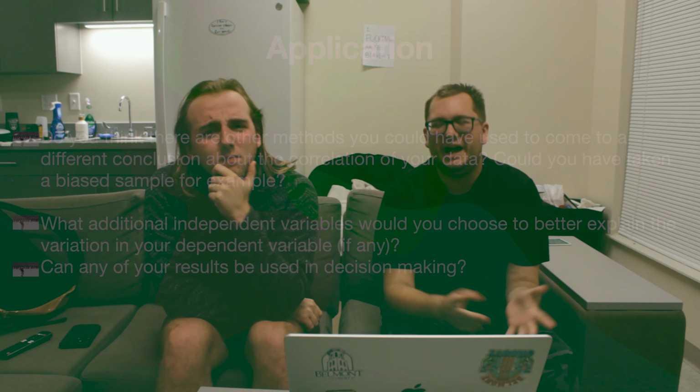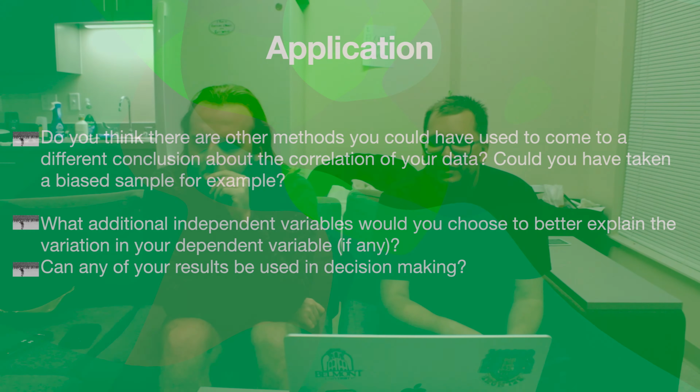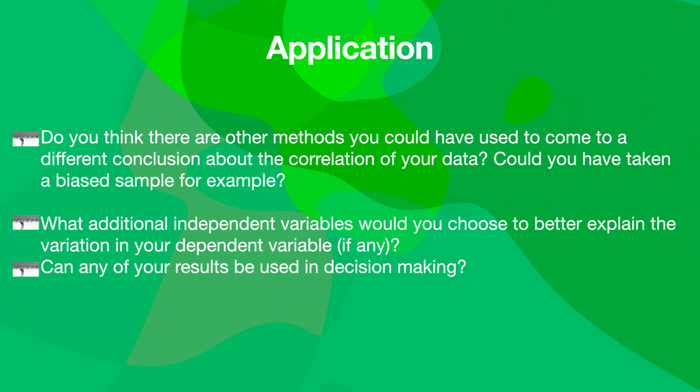Alright, so for our application, do you think there are other methods you could have used to come to a different conclusion about the correlation of your data? Nope. Second part of the question is, could you have taken a biased sample, for example?